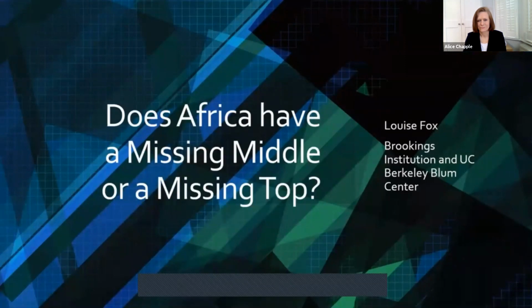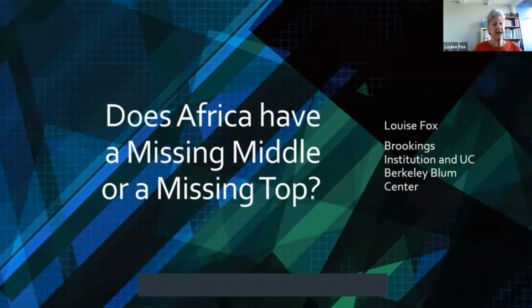So what I want to discuss is whether Africa has a missing middle or a missing top. So you need a firm ecosystem that involves small, medium, and large enterprises. But the argument that I'd like to make is that perhaps it's the large enterprises that are missing. And those large enterprises, because they're missing, the sector is not as well organized, and the value chain is not as well organized. So next slide.